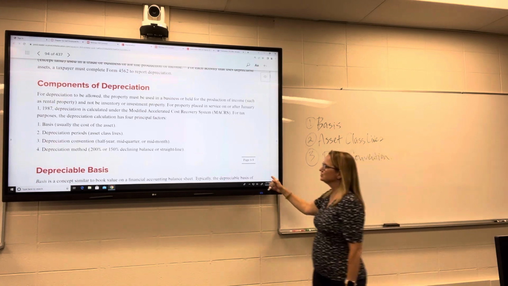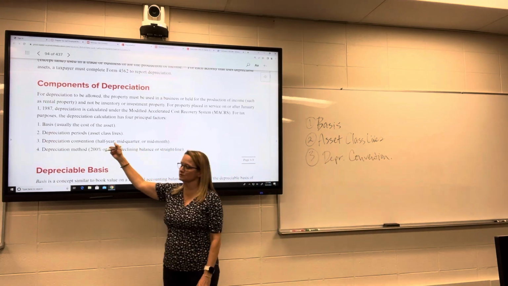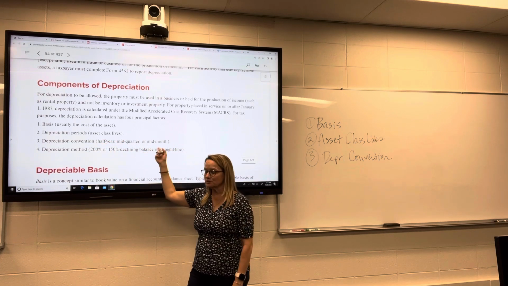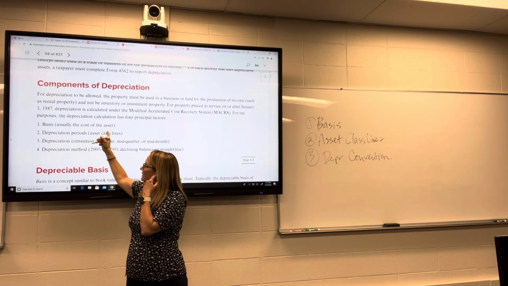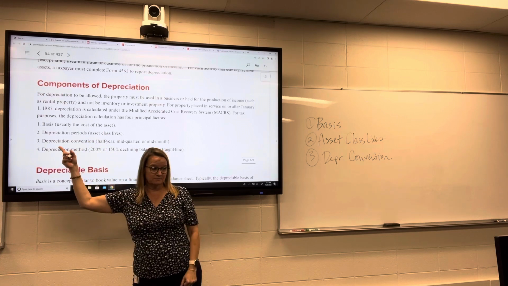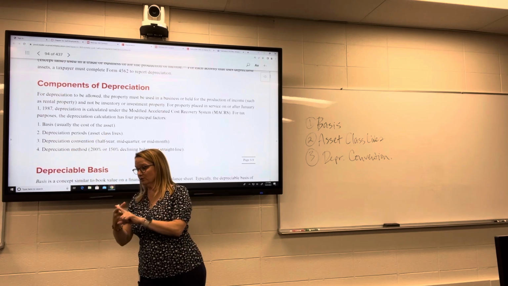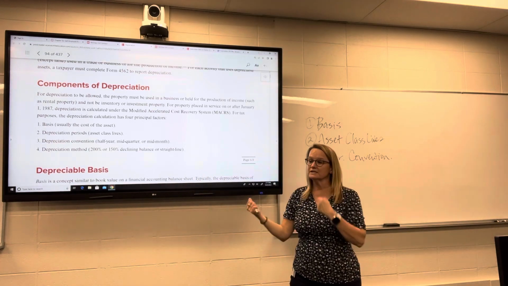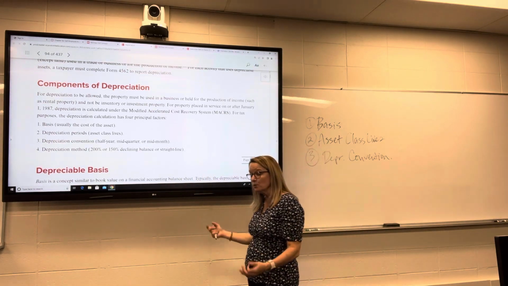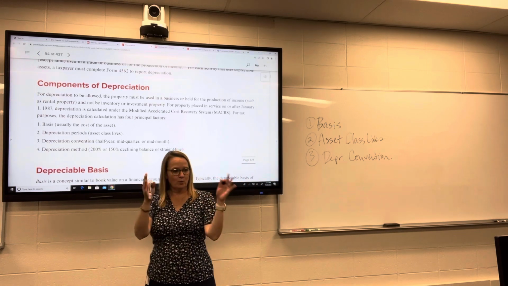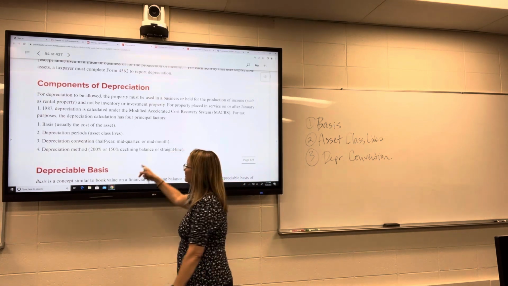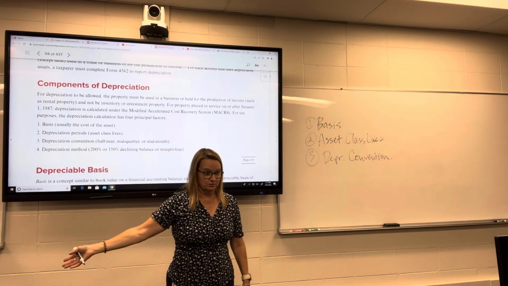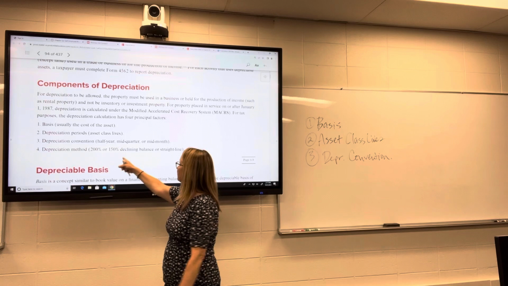Now, which convention we use is not our choice. The convention we use is going to depend on what type of asset it is, whether it's real property or personal property. It's also going to depend on when we purchased it, during what period of the year. It also may depend on when we purchased all of our other assets during the year. Okay, so we've got 3 choices.